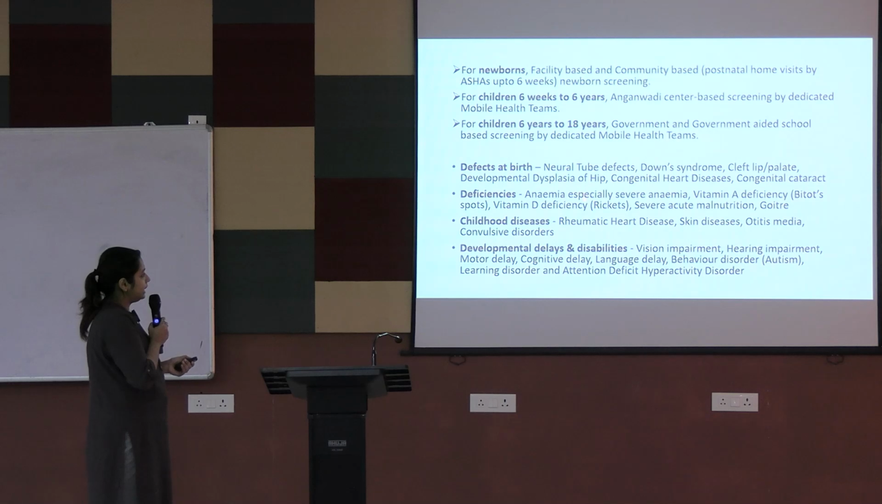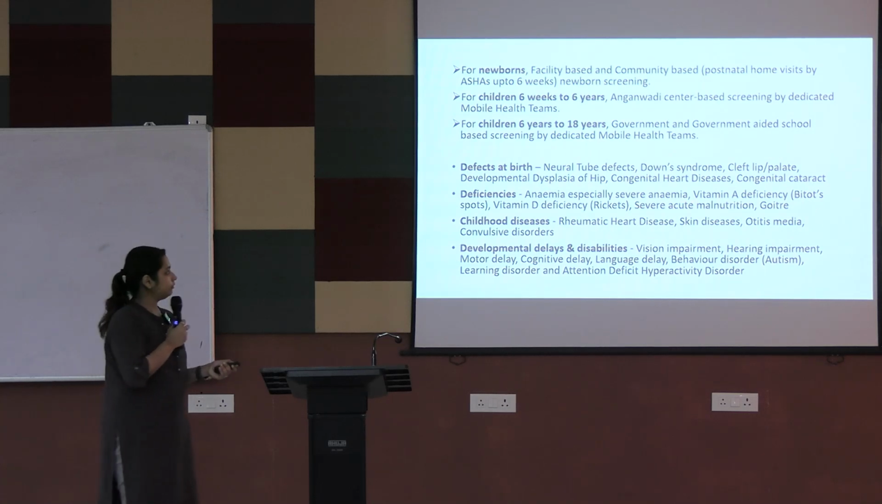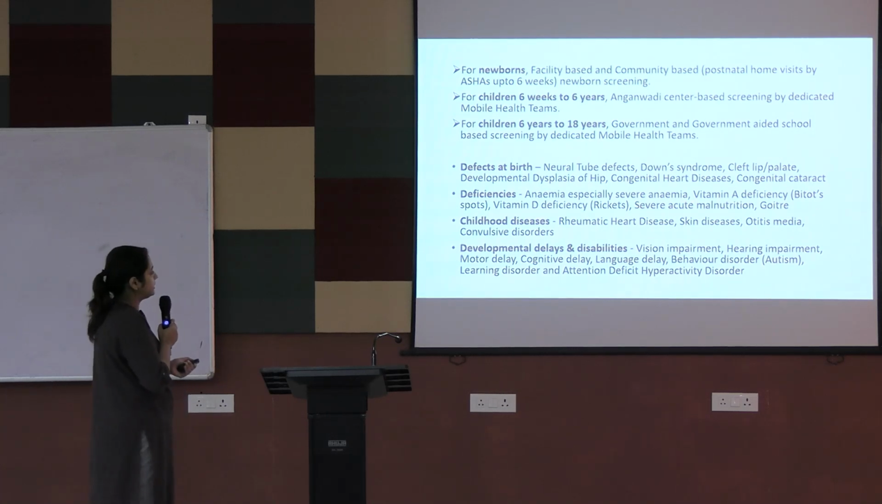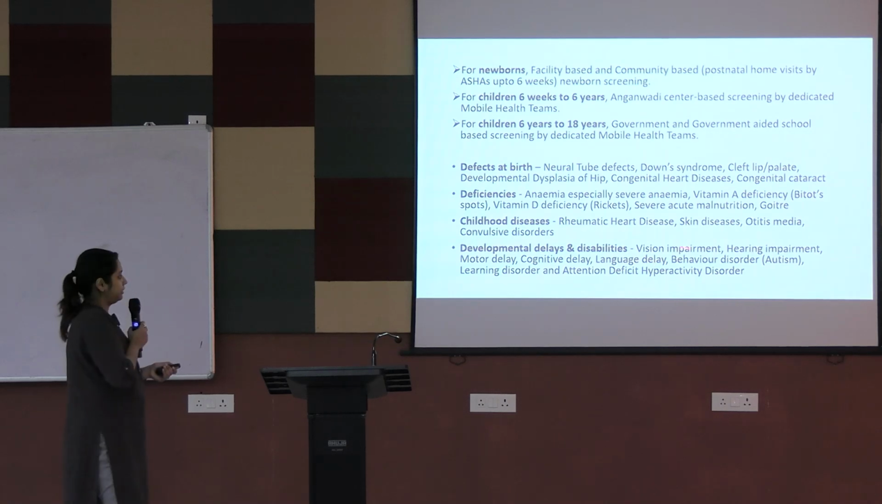Deficiencies: anemia, especially severe anemia, Bitot's spots in children, vitamin D deficiency rickets, severe acute malnutrition, goiter. Then childhood diseases like rheumatic heart disease, skin disease, otitis media, convulsive disorders. And finally, developmental delay and disabilities, that is vision impairment, hearing impairment, motor delay, cognitive delay, language delay, any developmental delay, behavioral disorder like autism, learning disorder and ADHD.